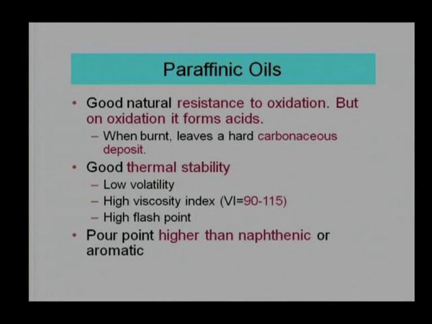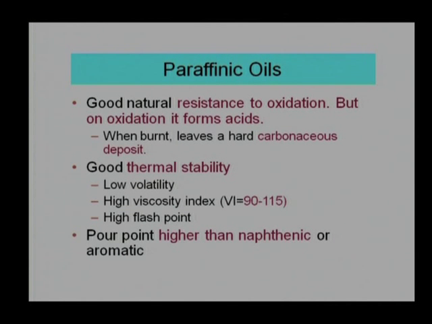deposits on the surface, and it is often the case in engines. We find that the oils are making deposits on the surface, and we require additives to wash away those deposits. Coming to the second point, we say that they have thermal stability, volatility is lower, they are not as fast degrading with temperature. So, viscosity index is high, 90 to 115.